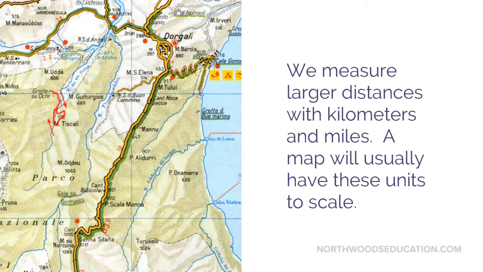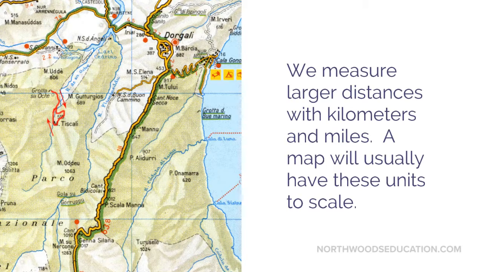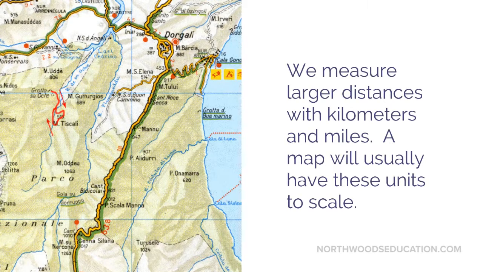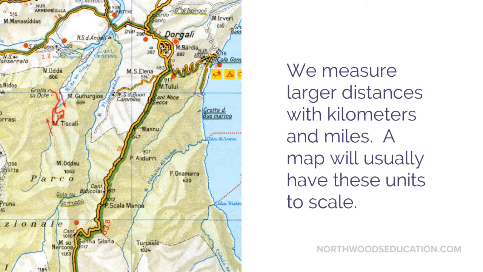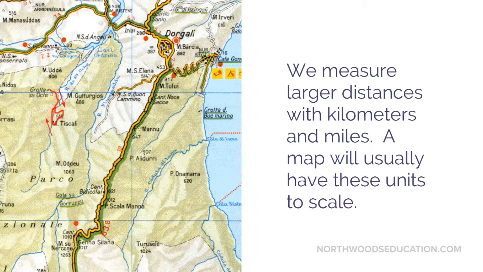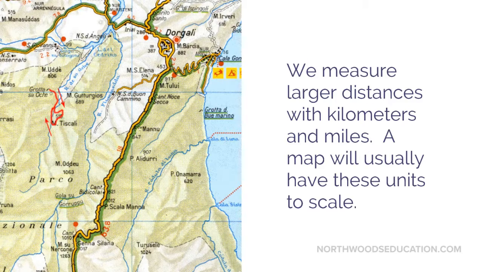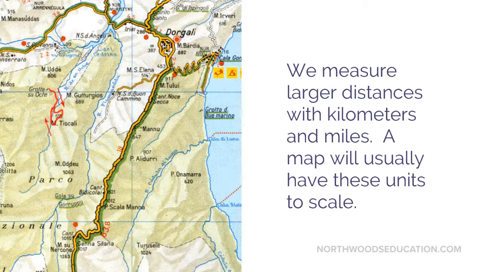We measure larger distances with kilometers and miles. A map will usually have these units to scale, which means that on this map, each centimeter or each inch will be equal to a certain number of kilometers or miles. For instance, each inch equals 100 miles.